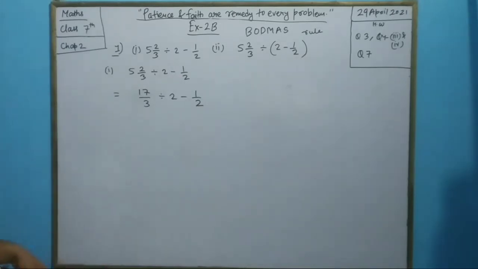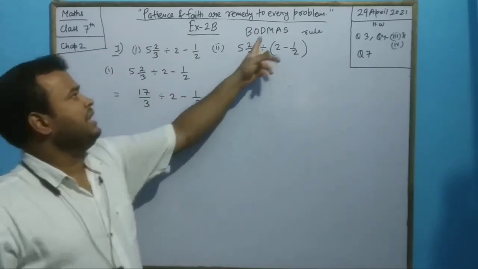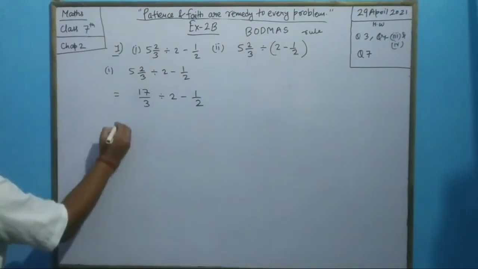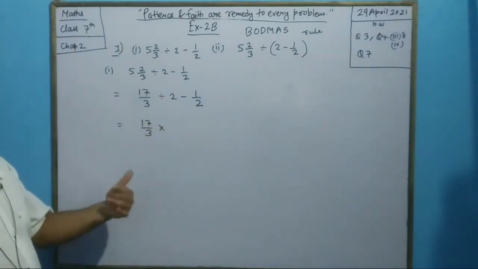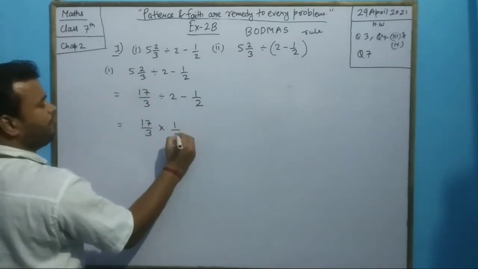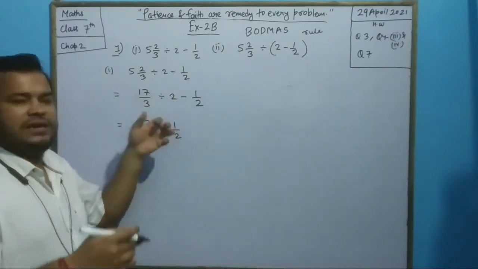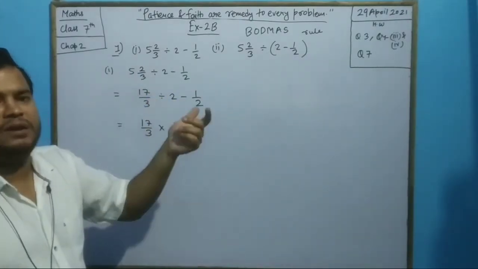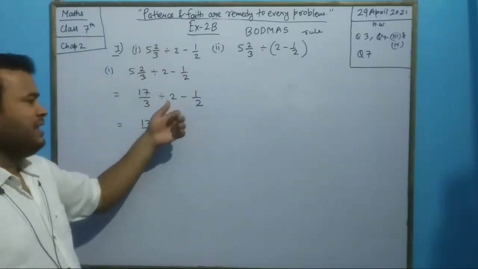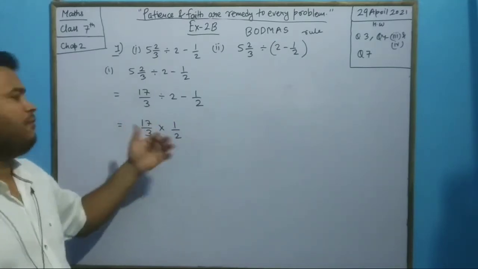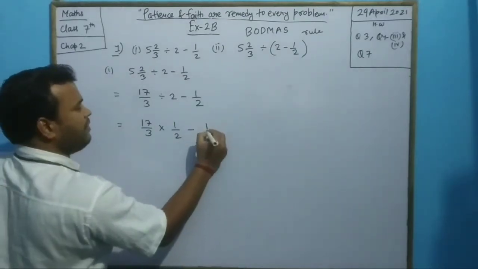Again, here there are two operations, division and subtraction. Division comes first, so we need to operate division first. As you know, when division is converted to multiplication, we will take the reciprocal of 2. What will 2 become? Reciprocal. As you know, 2 has 1 in the denominator. Any number given, we can write it as 2 upon 1, 3 as 3 upon 1, so 2 upon 1. And when we change it to multiplication, we will take the reciprocal of 2, that is 1 upon 2, and the rest we write as it is.